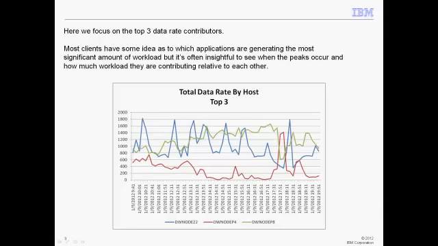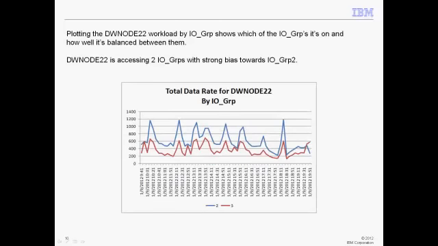Now we'll focus on host DW node 22, the blue line in the graph. The next graph shows the workload for DW node 22 broken out by I/O group. We can immediately see which I/O groups it's on and how well the workload is balanced between them. In this example, we can see a significant bias towards I/O group 2.